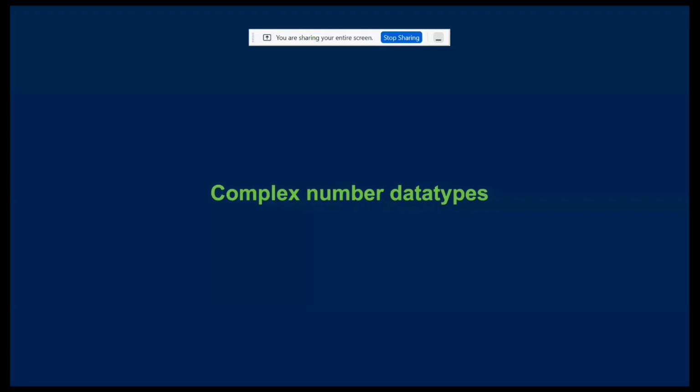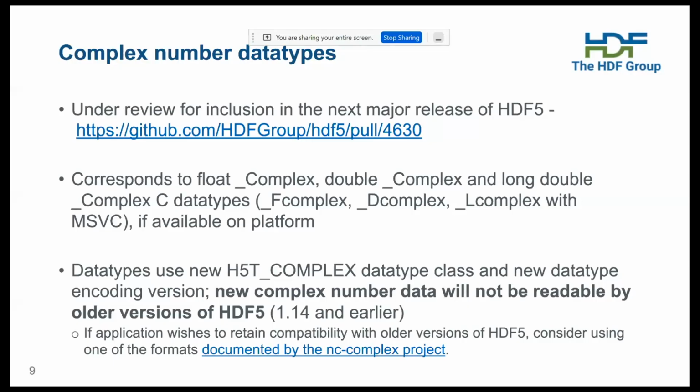Next, I want to talk about complex number data types, which is something that's been asked for a very long time now. We currently have this PR that I linked to here. Support's currently under review, with some discussion still going on there and possibly some changes. And the last that I heard, I think we're looking at around a January release for adding the support in. And support for complex numbers just maps to the usual C data types that I listed here, the float, double and long double with this complex keyword. If you're on a platform with MSVC, they're actually these _Fcomplex, _Dcomplex and _Lcomplex.